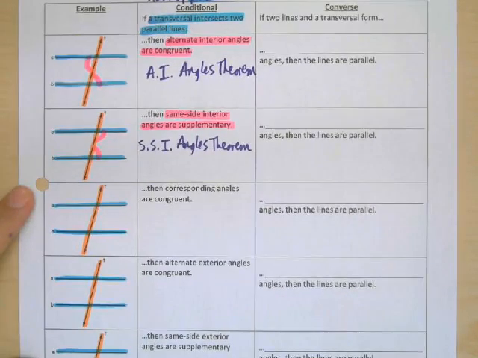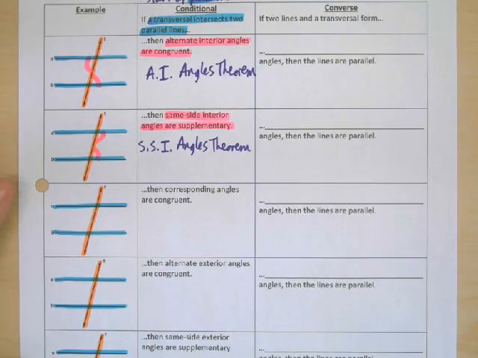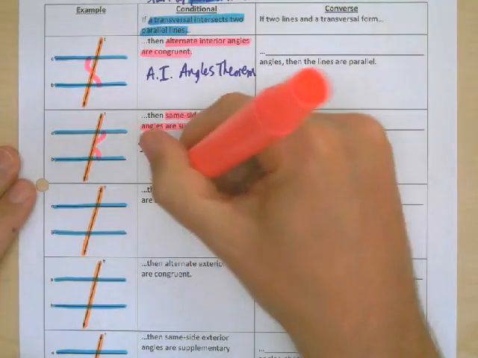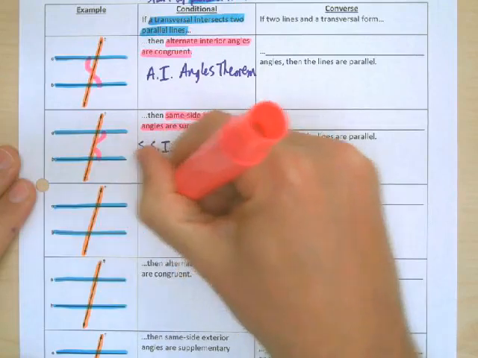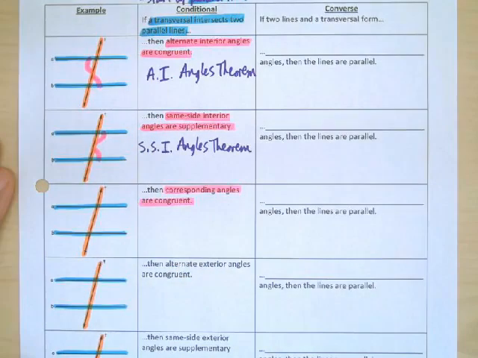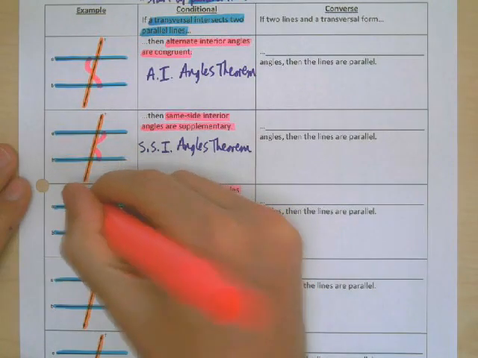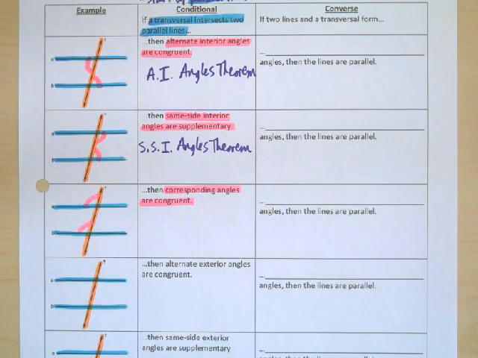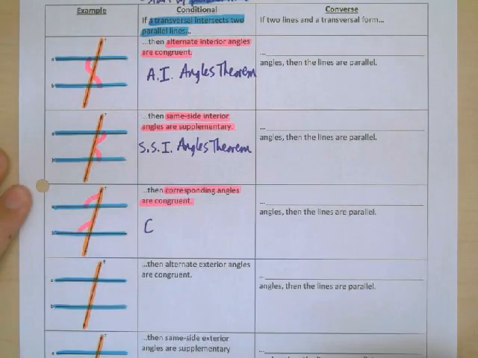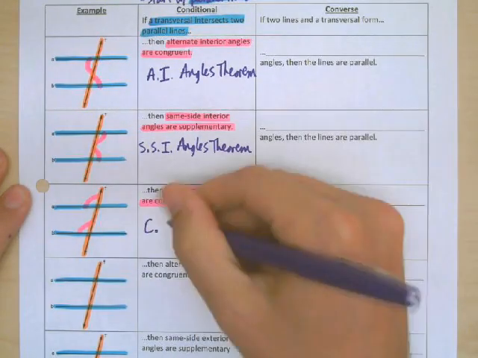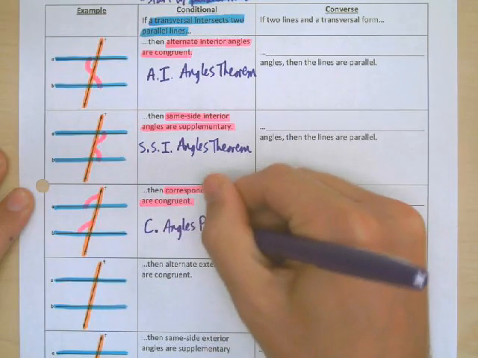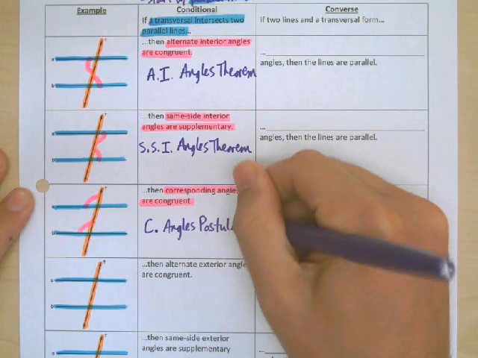Next up, when we start with parallel lines and conclude that corresponding angles are congruent, here are a pair of corresponding angles. This would be called the corresponding angles postulate. I like to abbreviate corresponding with C. And we're going to use the word postulate this time.